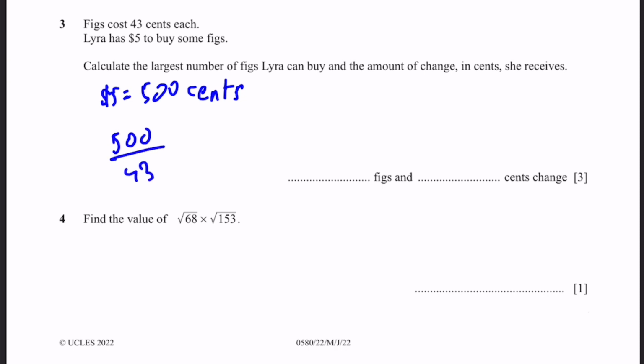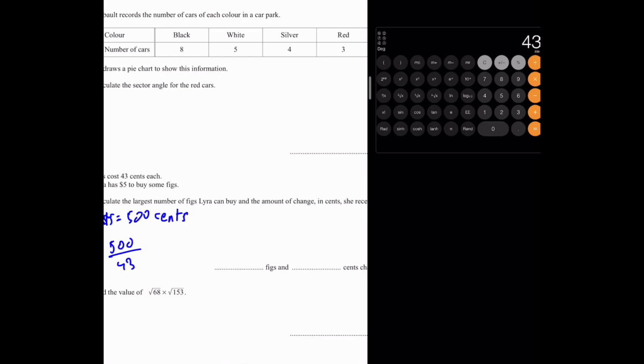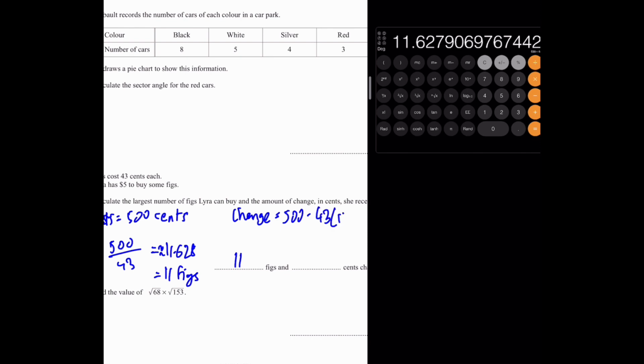We can use a calculator. 500 by 43 is equal to 11.628 approximately. So that's equal to 11 figs. So we know that. Now the change will be 500 minus 43 into 11. Let's do that. 500 minus 43 into 11, 27. So 27 cents change. That's the answer.